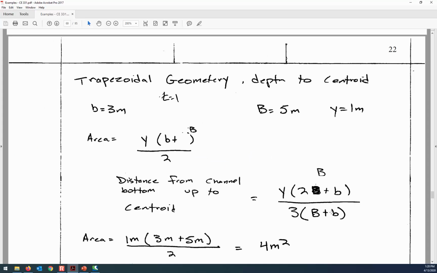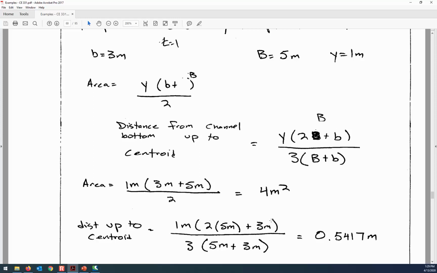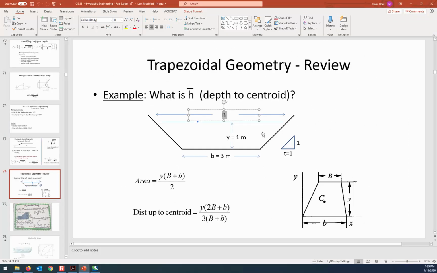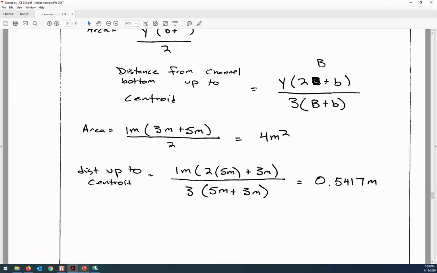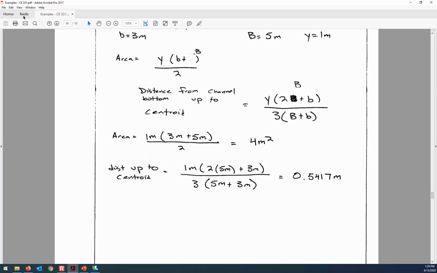So B is 5, Y is 1. In this formula that was previously on the screen, Y times (2B plus b) divided by (3B plus b), we calculate the area is 4 square meters, and then the depth up to the centroid from the bottom of the channel to where the centroid is located would be 0.5417 meters, and then the distance h bar would be 1 minus that. I don't have it written here on the PDF. I do have it on the paper copy of my notes. Let me type that in.